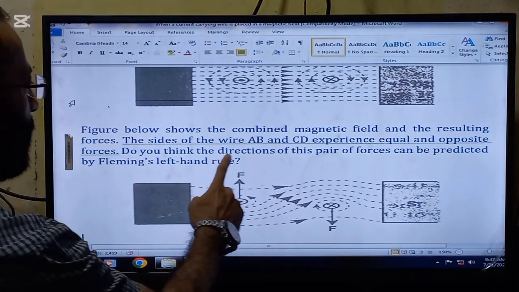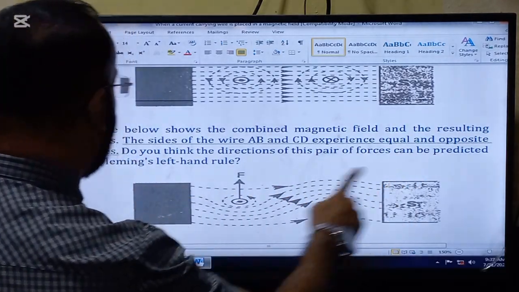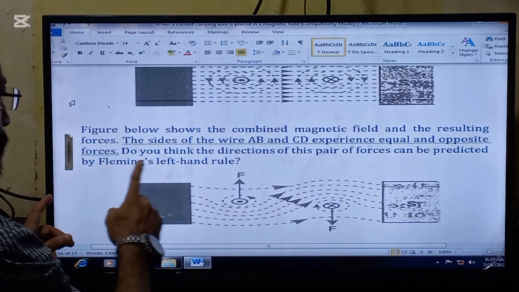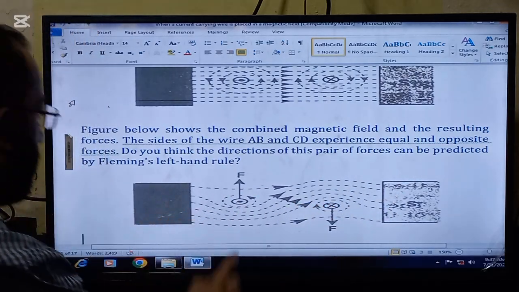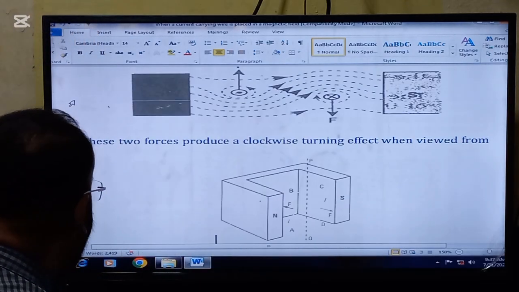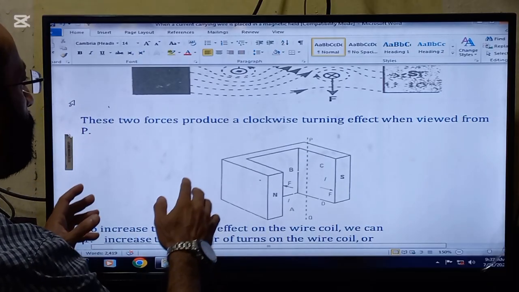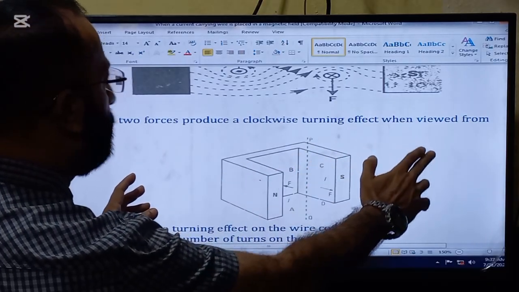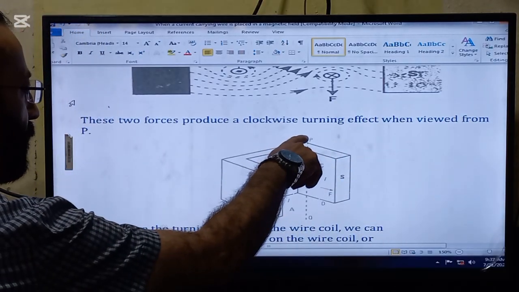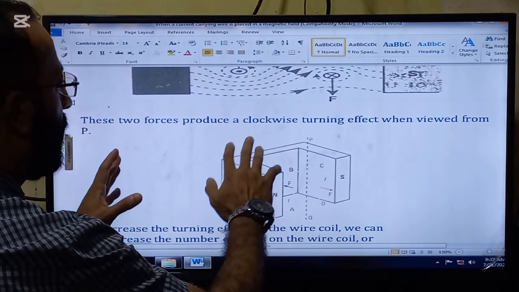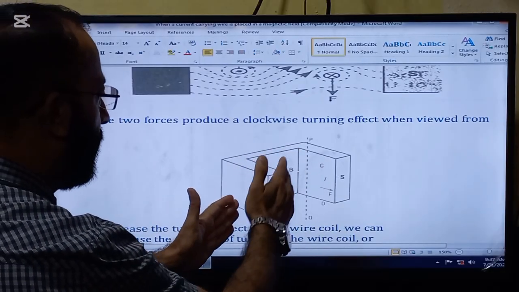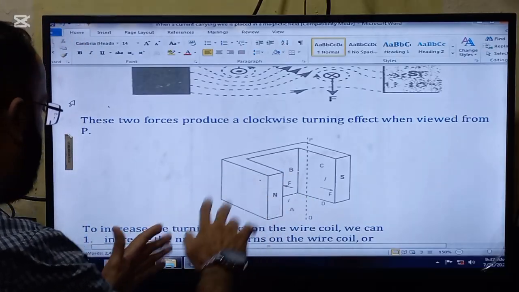The sides of the wire AB and CD experience equal and opposite forces. The direction of this pair of forces can be predicted by Fleming's left-hand rule. These two forces produce a clockwise turning effect when viewed from P. If we view from P, and the flow of the current is in the clockwise direction, the movement created in the coil ABCD will also be clockwise.